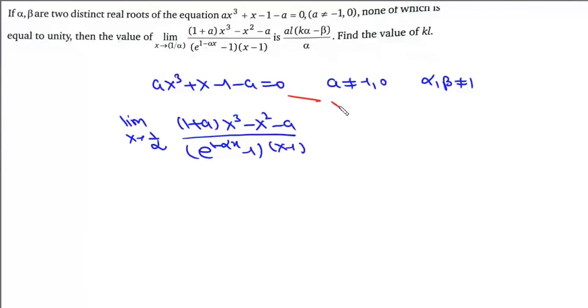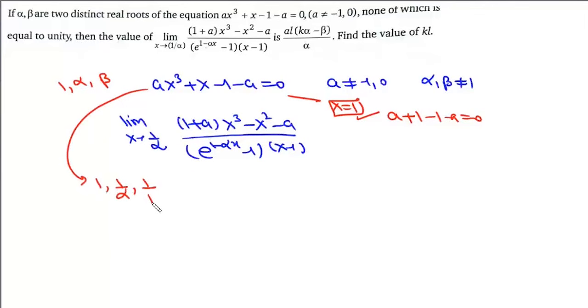Now if we put x equal to 1 in this equation, we'll get a plus 1 minus a equals 0. That means one of the roots of this equation is 1. So roots of this equation are 1, alpha and beta. Now we'll find the equation whose roots are 1 upon alpha and 1 upon beta, and for that we'll replace x with 1 upon x. So it will be a upon x cube plus 1 upon x minus 1 minus a equals 0, or we can write this equation as 1 plus a x cube minus x square minus a equals 0.